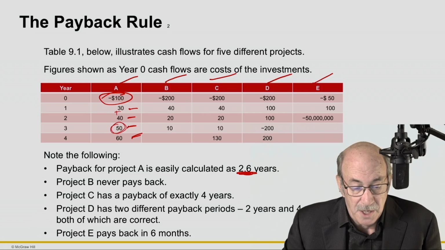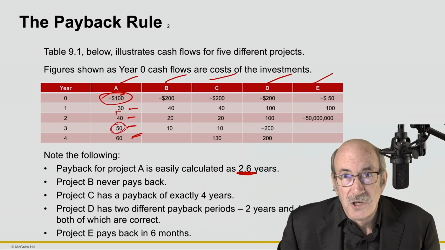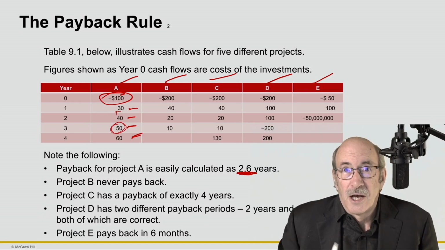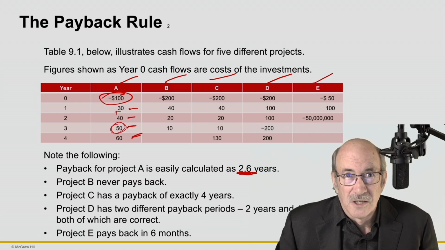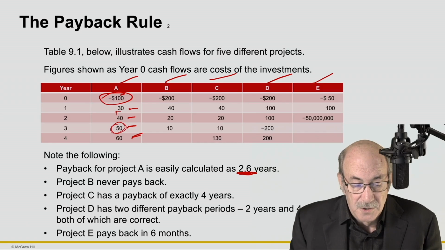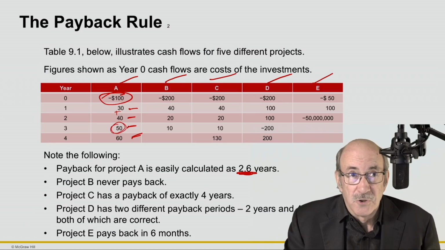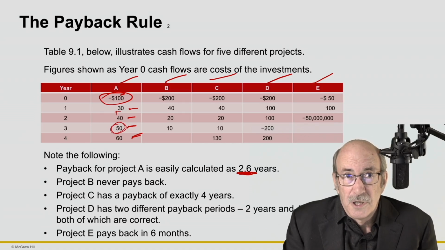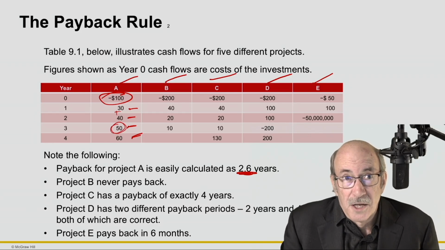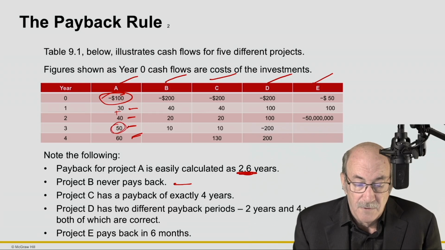Actually, I take that back. It looks like it's a bit more than 2 years. Sorry, my mistake. So it's 2.6 years. That extra $30 that we needed comes about 6/10 of the way through the third year. So that one would have a 2.6 year payback. If we were using 2 years as our cutoff, this project would not be taken.